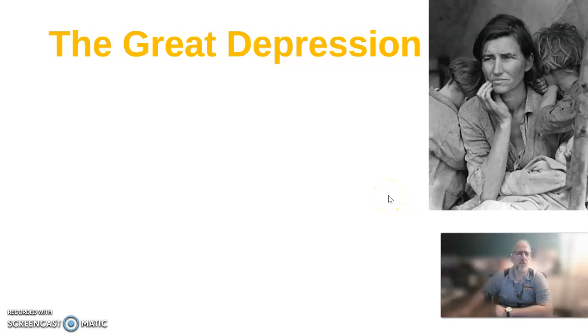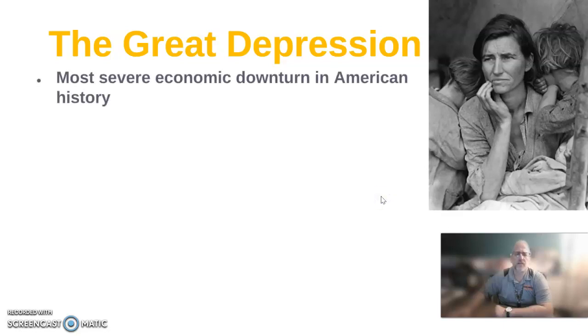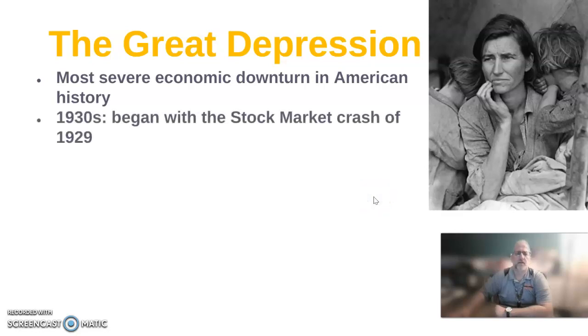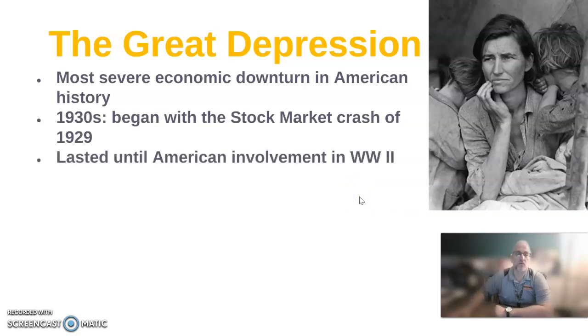Like I said earlier, he wrote about the Great Depression and the times of the 1930s. This was the most severe economic downturn in American history. It began with the stock market crash of 1929. Basically, people lost all the money they had invested in the stock market, and it created this economic downturn that lasted until American involvement in World War II. The United States got into World War II after Pearl Harbor in 1941.